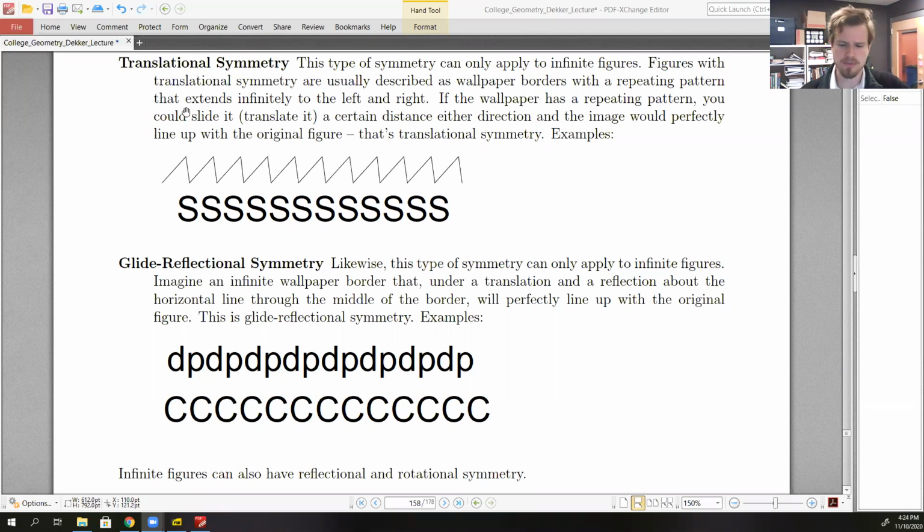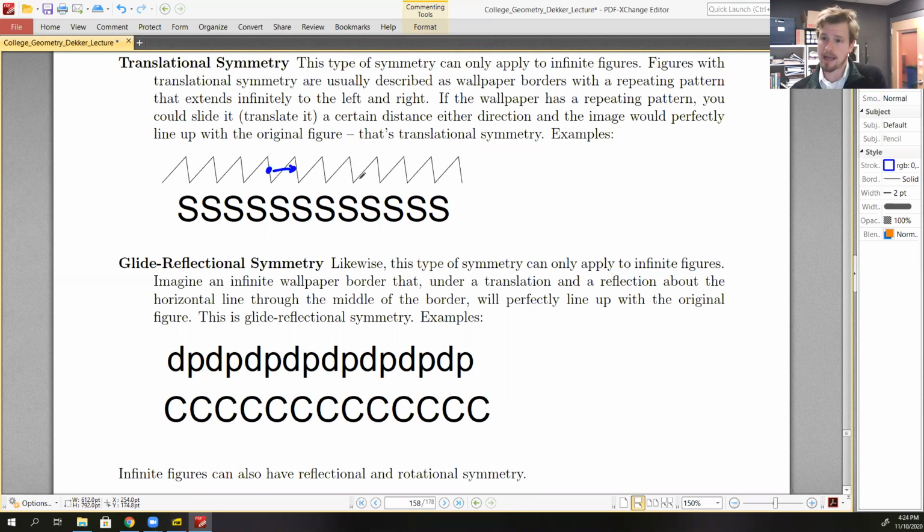So for translational symmetry, observe in each of these cases that if we were to consider one particular point, we could move over a little bit, and we would put the figure back on top of itself. But I could move a little bit further over to here, right? Lots of different options there. So I can translate to the left and to the right. And what we want to focus on here is that these are extending infinitely, forever and ever, to the left and to the right.